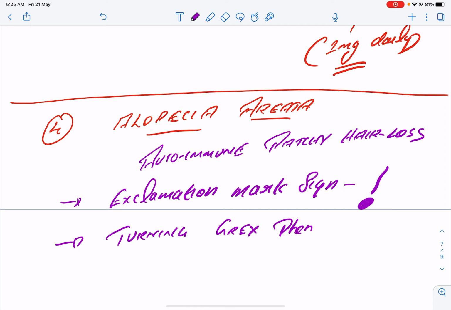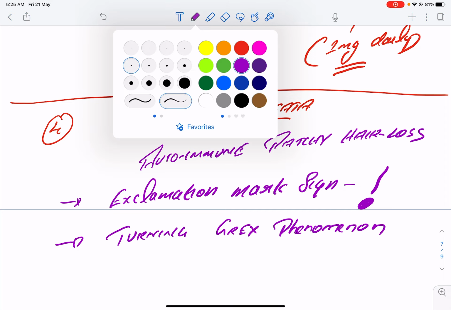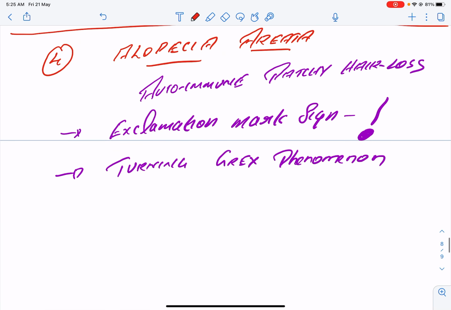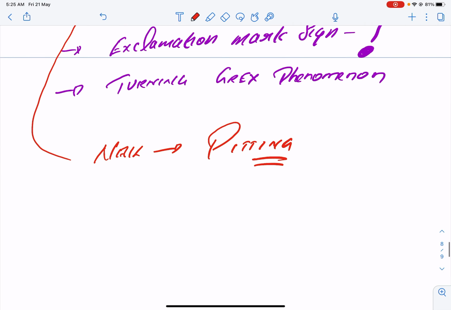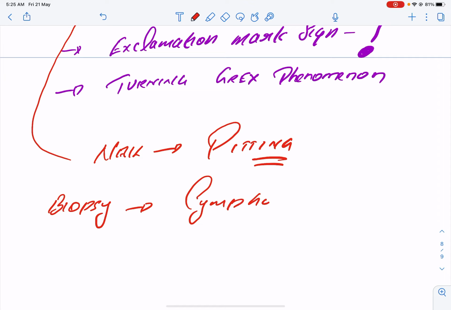As it is autoimmune, there are a lot of things associated that come with what? This alopecia areata. In this case, you can see some nail changes in the patient. You can see pitting of nail. And if you do a biopsy of that area, you can see on histology lymphocytic infiltration.